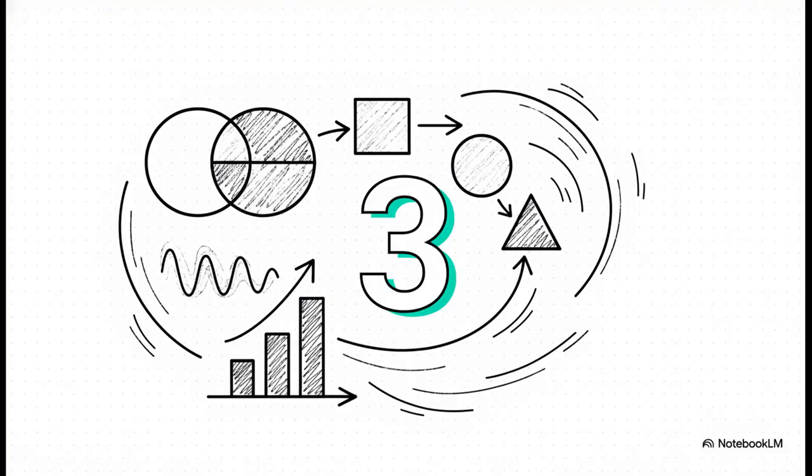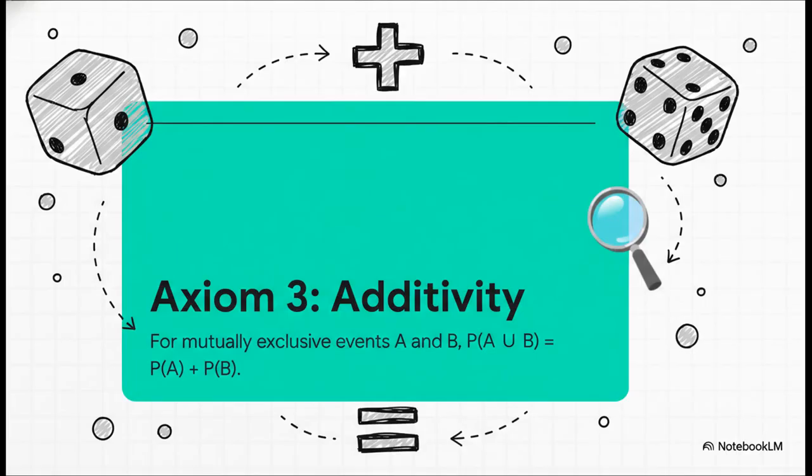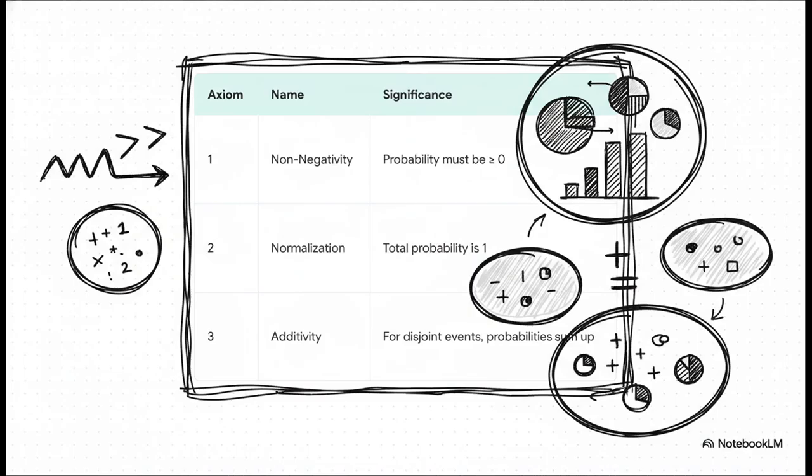And that brings us to the third and final rule. This is the one that tells us how to combine probabilities together. Axiom 3 is additivity. And what it says is, for any 2 events that can't happen at the same time, remember, mutually exclusive, the probability of A or B happening is just the probability of A plus the probability of B. That's it. If you want to know the probability of rolling a 1 or a 6, you just add their individual probabilities together. Simple.